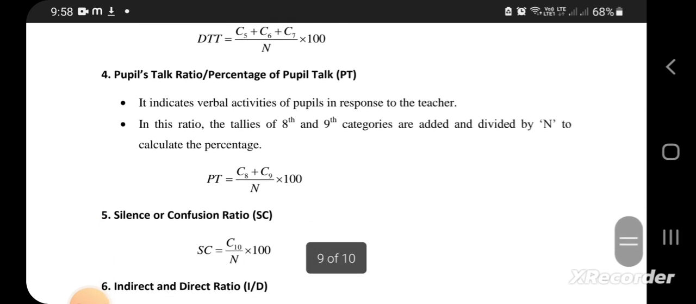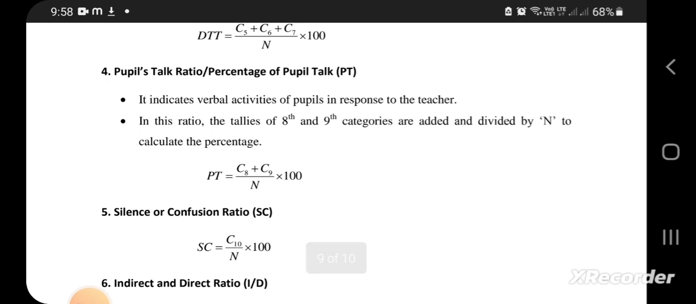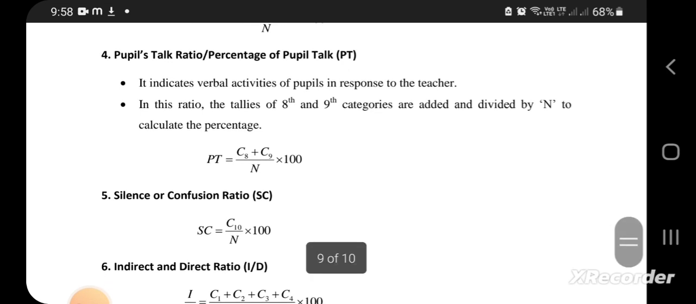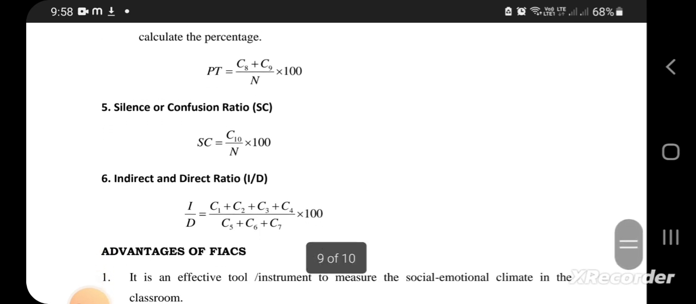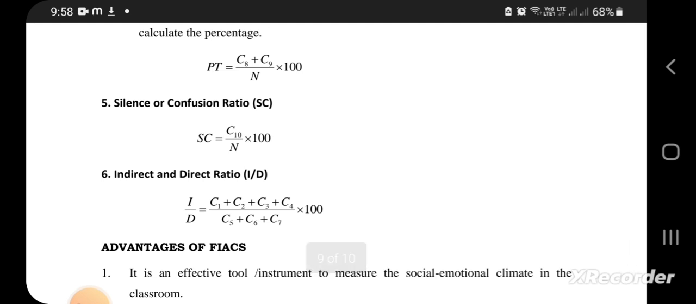Next, pupil talk ratio, or percentage of pupil talk. It indicates verbal activities of pupils in response to the teacher. That is the 8th and 9th categories. 8, pupil talk response; 9, pupil talk initiation. So C8 plus C9 divided by n into 100. Silence or confusion ratio: C10 silence or confusion divided by n into 100.